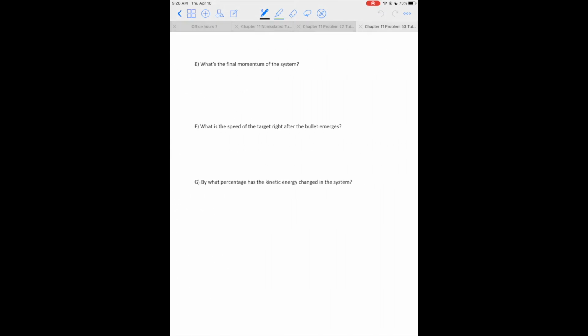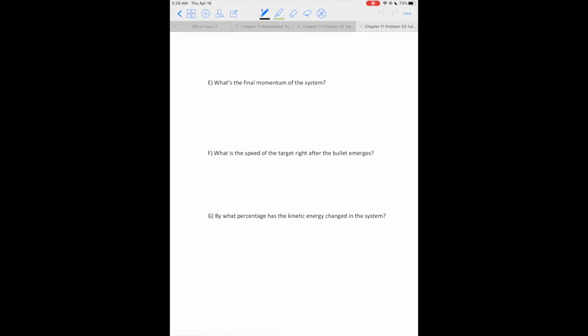If we look on the next page, what's the final momentum of the system? Well, just like the last tutorial problem that we did, this is an isolated system, so delta P is equal to 0, which means Pi equals Pf. Our final momentum has to be our initial momentum, which is 30 kilogram meters per second in the I-hat direction. It's simply that simple.